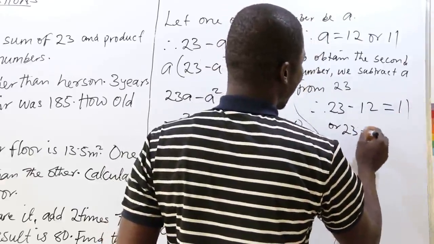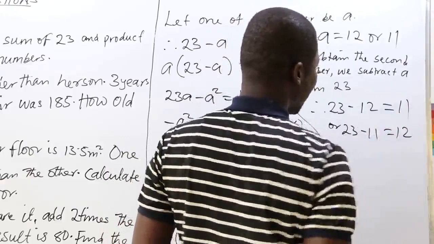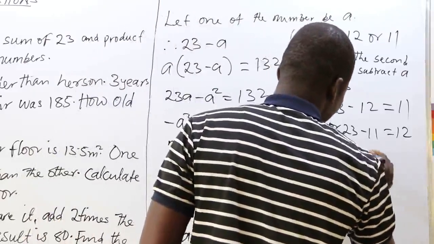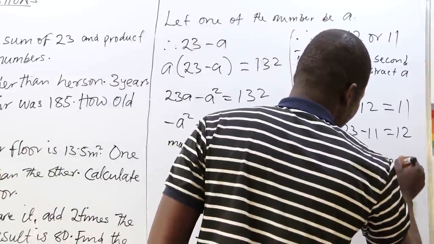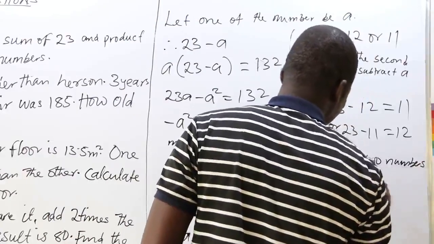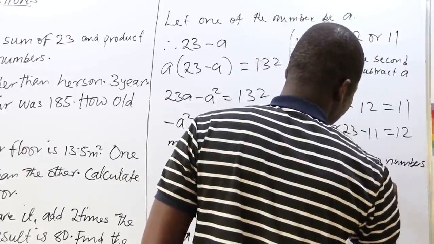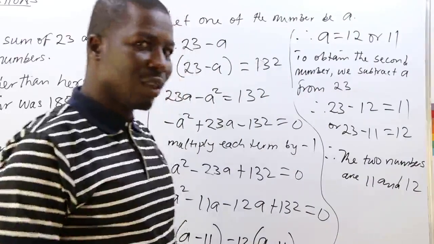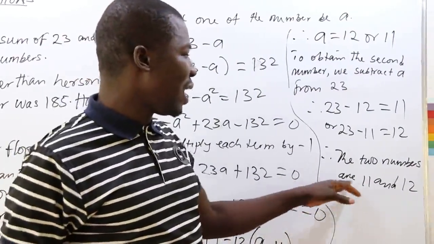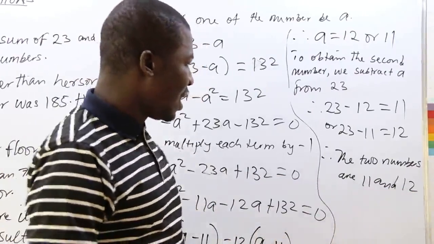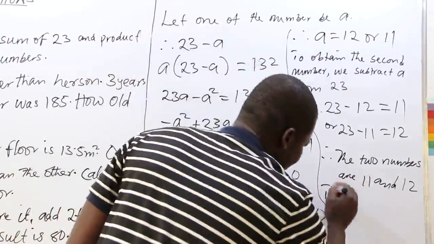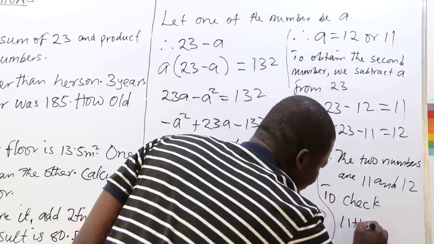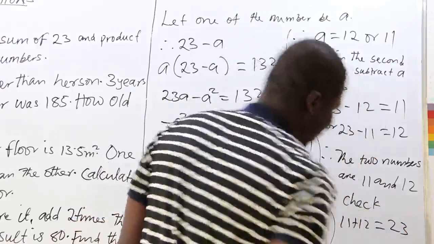Or 23 minus 11 is equal to 12. So therefore, the two numbers here are 11 and 12. And when you sum them to check, 11 plus 12 will give us 23.